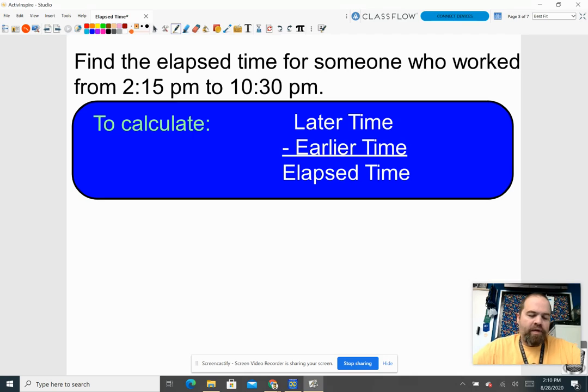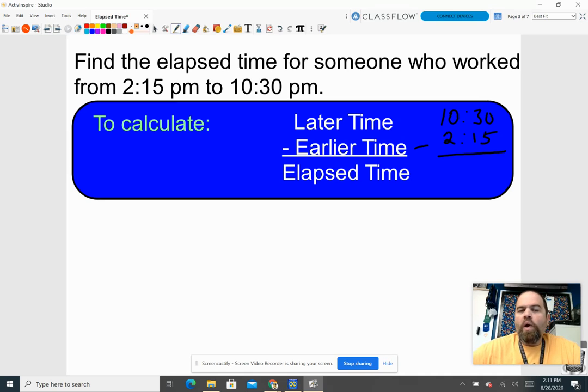Okay, so I'll leave this up here for the first couple so we have a template to go by. We're going to calculate the elapsed time for someone who worked from 2:15 p.m. until 10:30 p.m. So the later time in the day is 10:30 p.m., that's 10:30 at night, and we're going to subtract from that the earlier time in the day, which is 2:15 p.m. So they clocked in pretty early in the afternoon, clocked out at night.